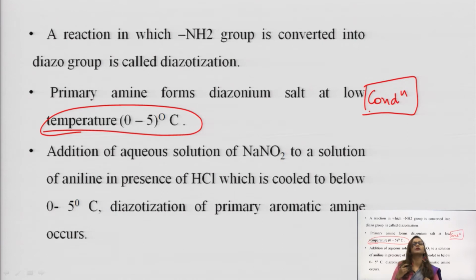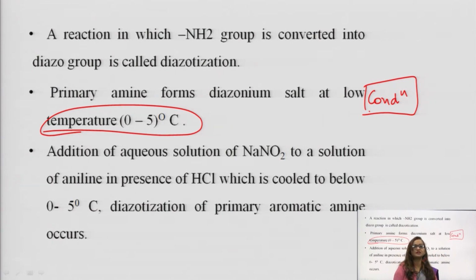What is the important point regarding nitrous acid? Nitrous acid is very unstable, right? Every time you want to prepare the diazonium salt, you have to form the nitrous acid in the fresh form. Freshly you have to prepare the nitrous acid, and only when nitrous acid is freshly prepared can you react it with aniline, by which you can synthesize our diazonium salt.